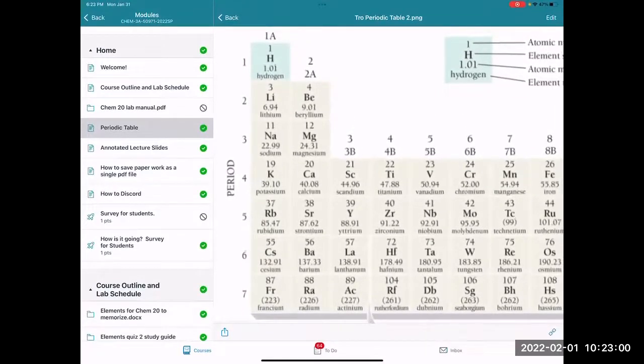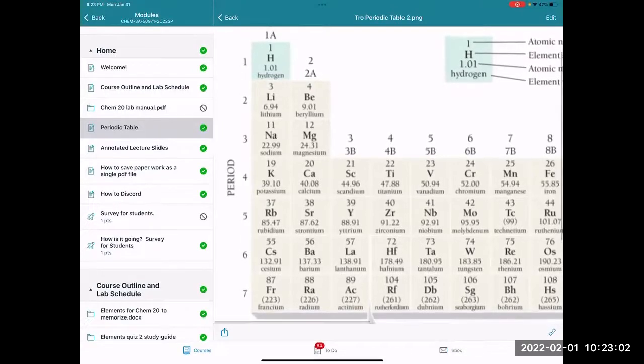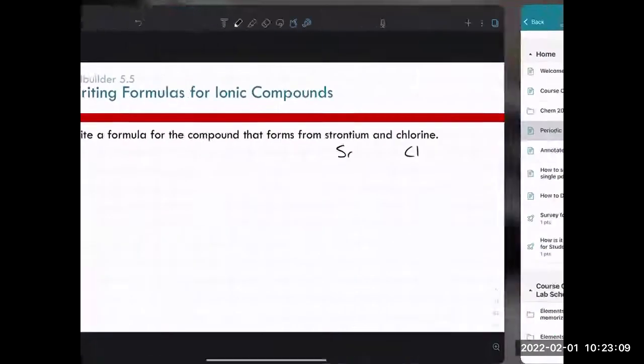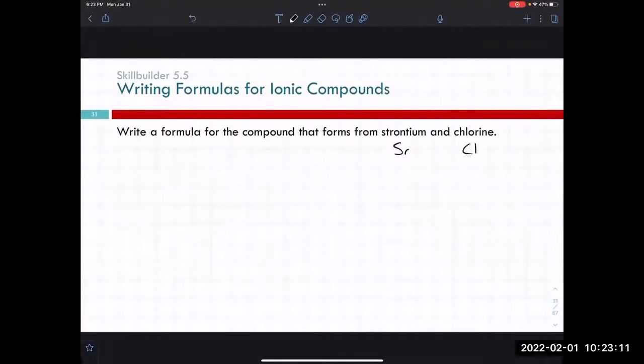I always forget if strontium's in column 2 or column 1. So here strontium is in 2A, so it has a 2+ charge. So we've got strontium 2+, and then chlorine is in column 7A. Yep, 1- charge. So we can use the crisscross method here to balance these, or if it makes sense to just look at them and balance them, you can do that as well.